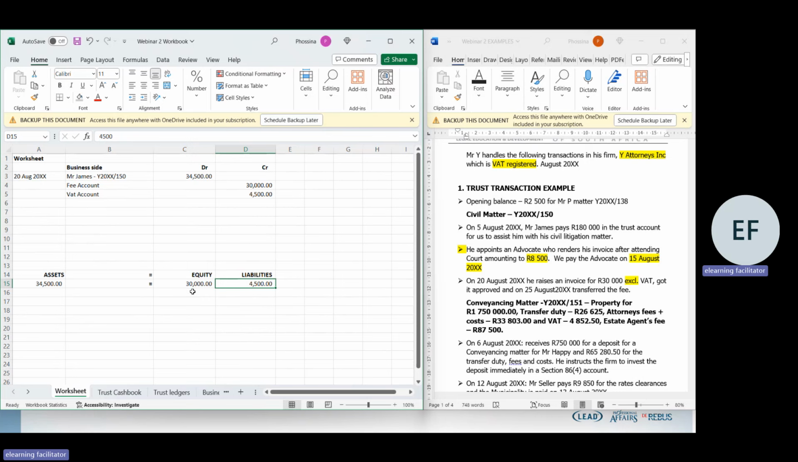Asset is equal to equity plus liability. So if we add, we arrive at our assets. Okay, this is the accounting equation. This is how it applies. So we want to record this particular transaction into our books. When we record this into our books, we are now going on to the business side.